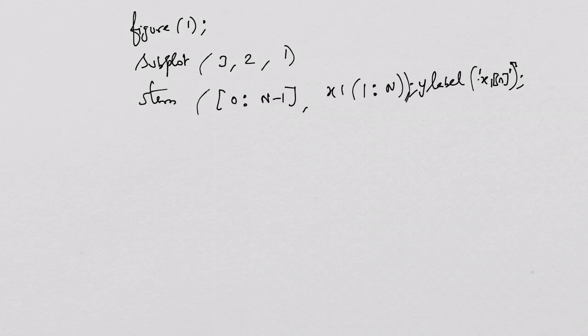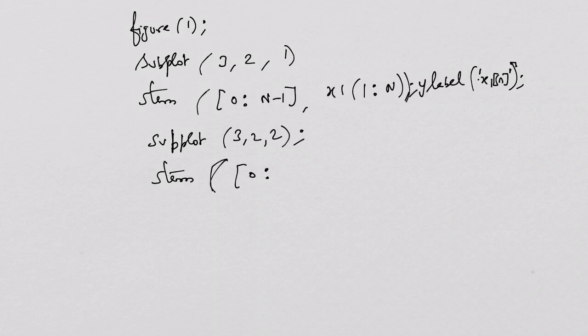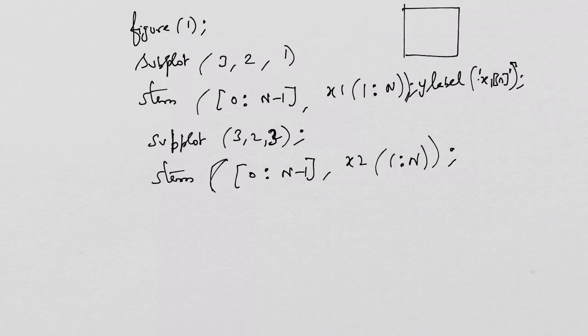You can give title. Similarly, you can go for subplot of 3, 2, 2. Let me go for stem of 0 colon n minus 1 as the axis, and we shall plot 1 colon n of the second sequence. Similarly, we shall go for subplot, because it will become a figure window of 3 rows by 2 columns, I'm sorry.